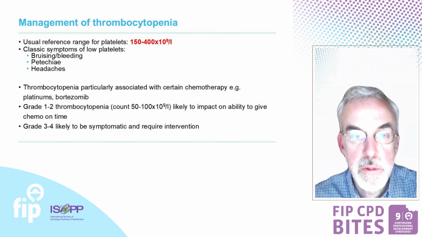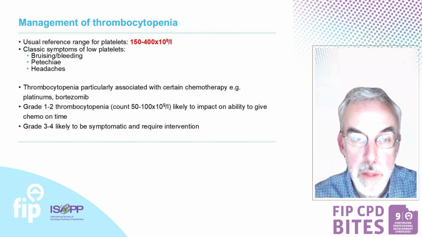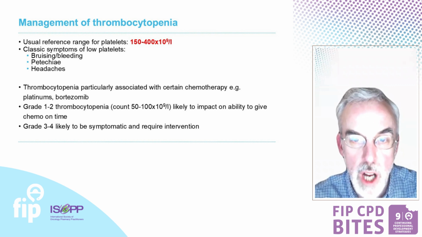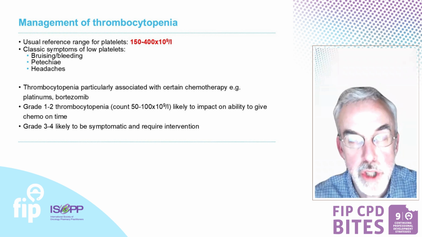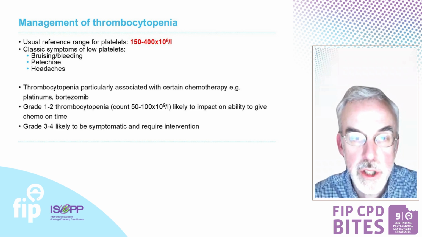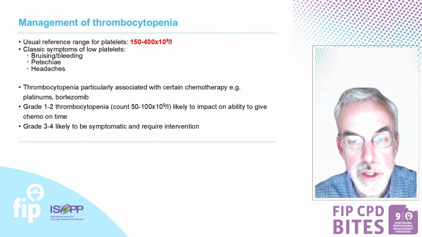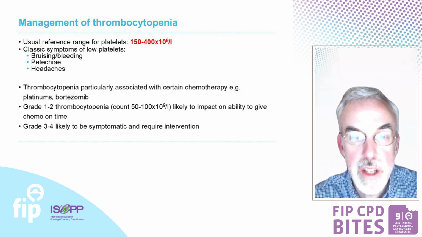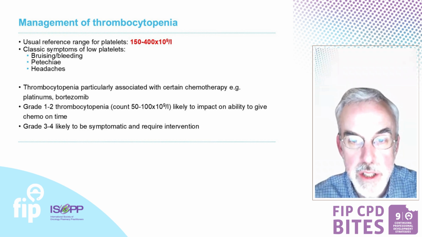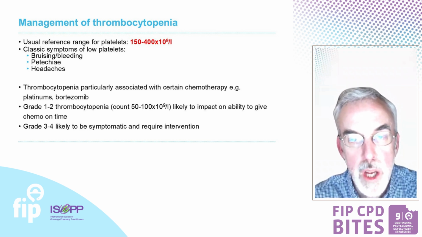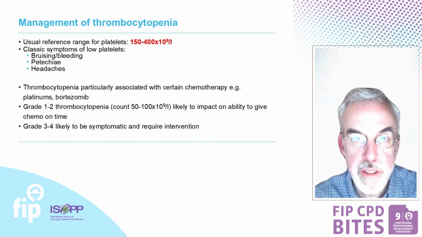Certain drug classes seem to be more likely to cause thrombocytopenia than others. For example, platinum analogues such as cisplatin and carboplatin, and also the proteasome inhibitor bortezomib. As you can see, the grade of thrombocytopenia is important, with milder forms generally only impacting on chemotherapy scheduling, but more severe forms putting patients at risk of bleeding-related complications.